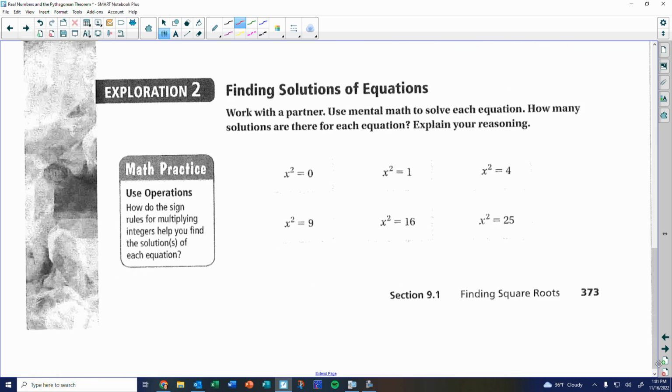Now, what about down here? What number times itself gives you 0? 0, right? That was kind of an easier one, right? There's no other number. What about when you have 1? Logan. There's more than one answer here. Think about this for a minute. How do the sign rules for multiplying integers help you find the solution? Think about what an integer is. 1 is an answer. There's also another one.